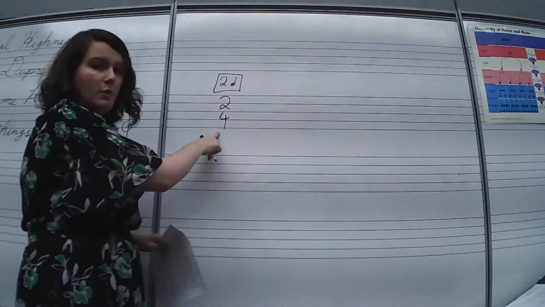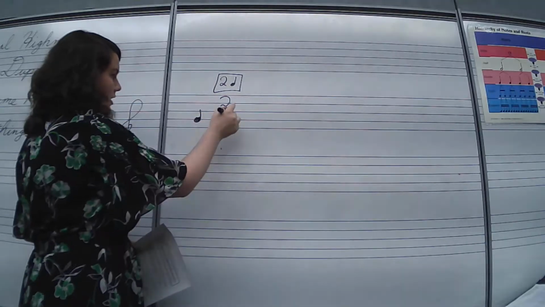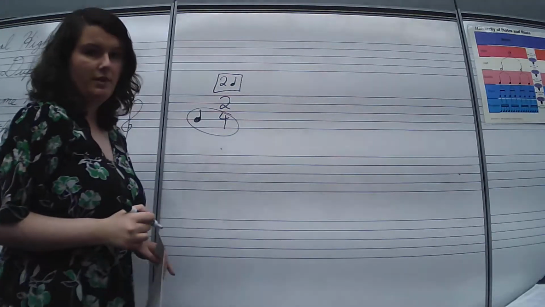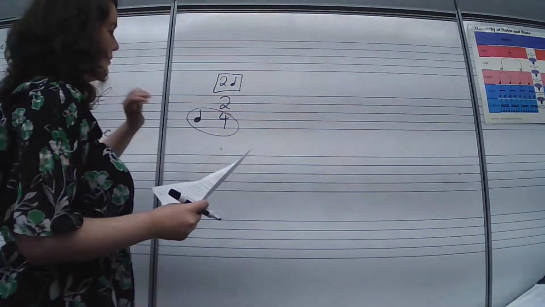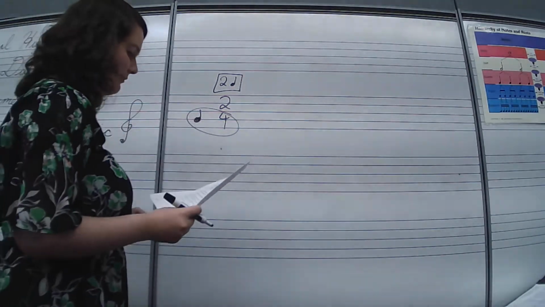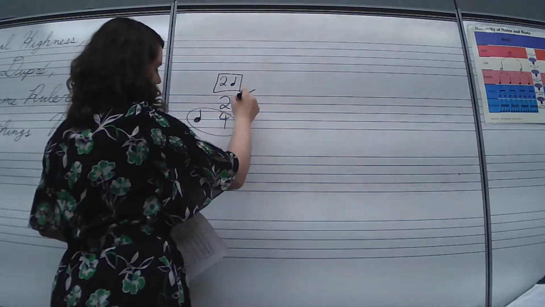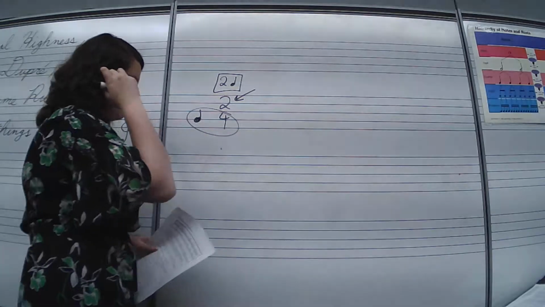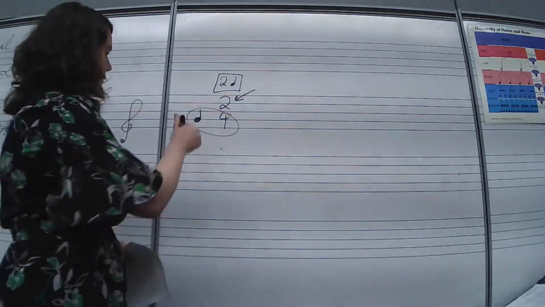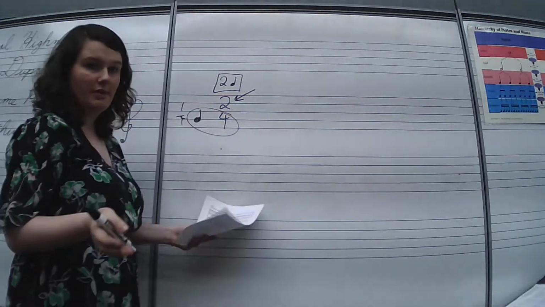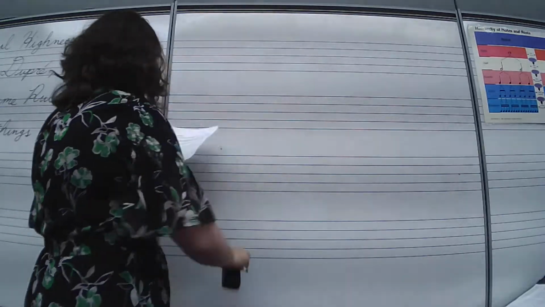The reason why we use a 4 is because it's a quarter note. Quarter note will always go with a 4, and different notes for different numbers. But we're just going to worry about a 4 at the bottom right now. The top number tells you how many beats per measure. So we have 2 beats per measure. The bottom number tells you what type of note gets the beat. If it's a 4, it's a quarter note. Think of it as 1/4. Quarter is 1/4. So just think fractions, fractions, fractions.